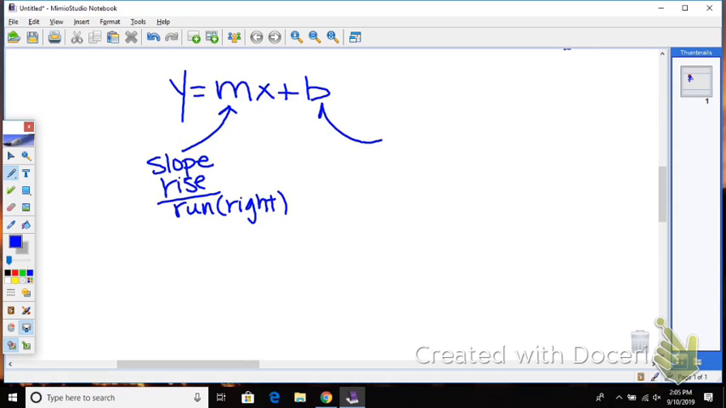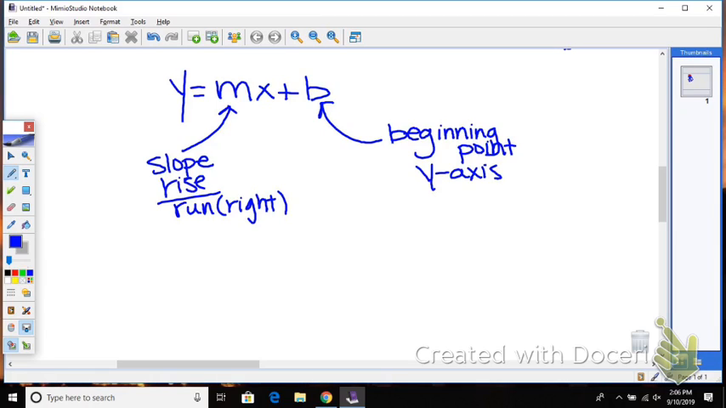But we're always going to run to the right. B is our starting point, or the beginning point on the y-axis. So this B value is always where you start. And from that starting point is where we'll do our slope. And then y and x are just y and x.